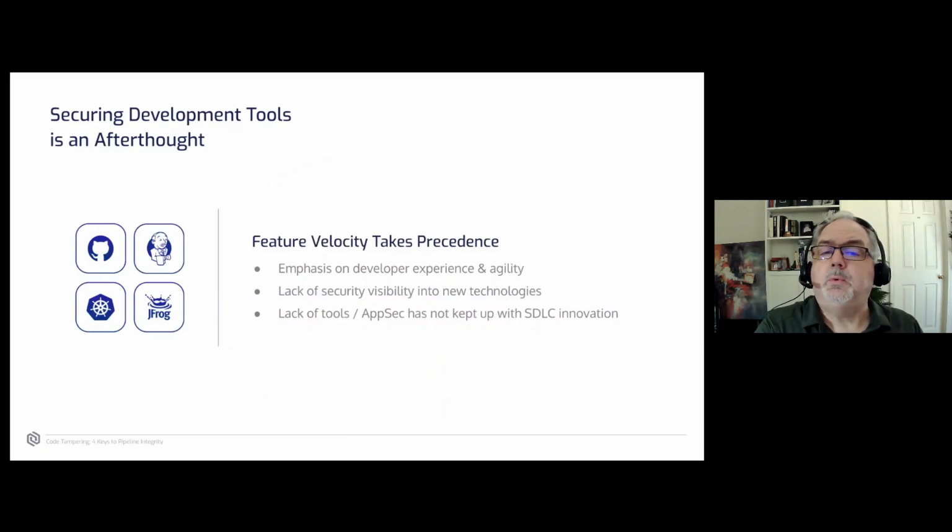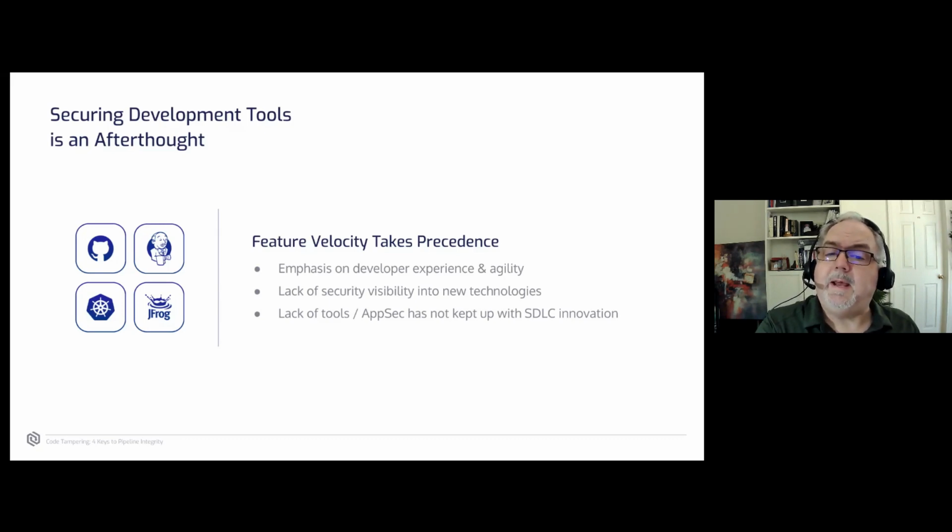These development tools are typically selected and configured by engineering teams on their own. They naturally prioritize developer experience, efficiency, and agility. Security teams often have no visibility into these tools at all. For example, consider containers and Kubernetes. These are relatively new, but still, they're very common technologies.